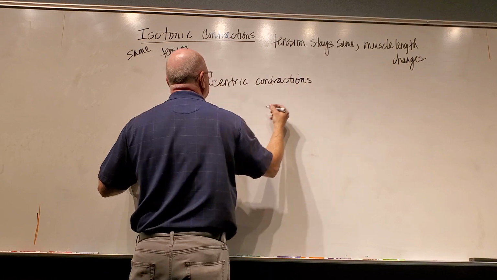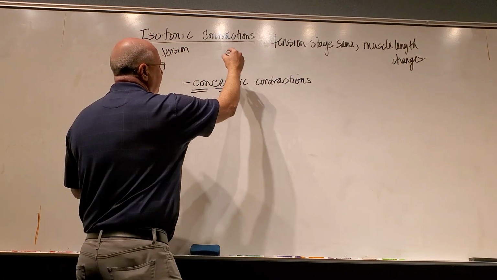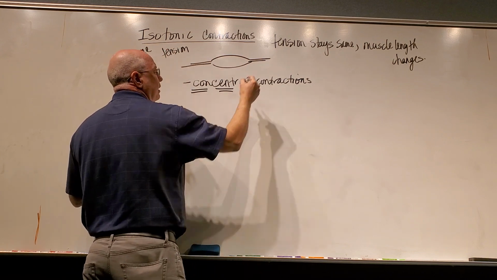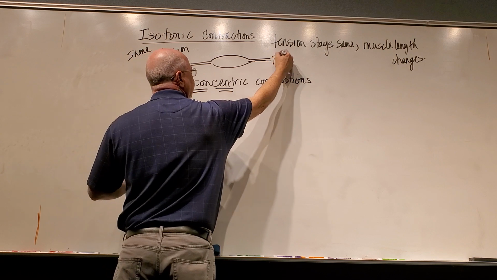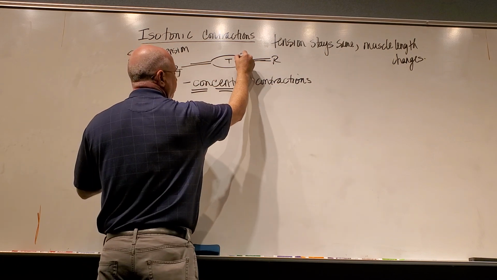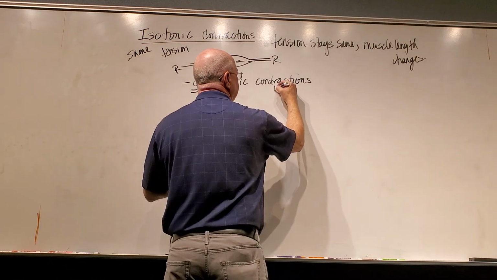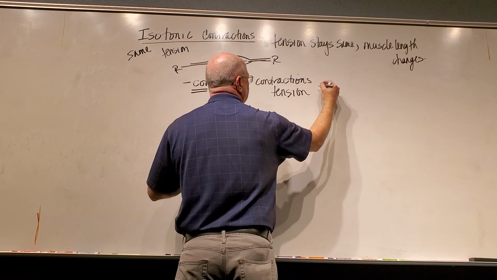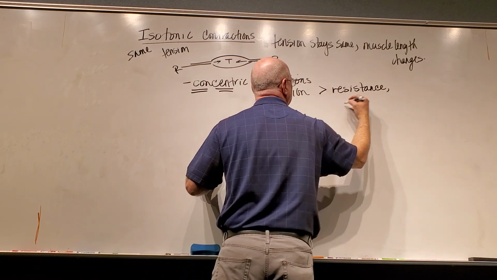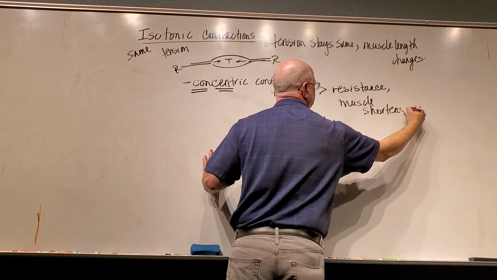In a concentric contraction, con means with and center means the middle. If I look at the shape of a muscle with the tendons at either end, I'm going to have resistance out here and tension in the middle of the muscle where the muscle cells are pulling towards the center. In a concentric contraction, the tension is greater than the resistance and the muscle shortens or contracts.